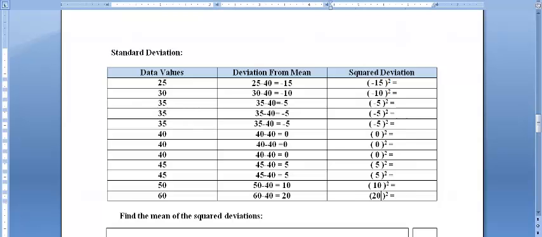And then I just use my calculator or do some mental math. And I get negative 15 squared. Again, a negative times a negative is a positive, and that gives me 225.